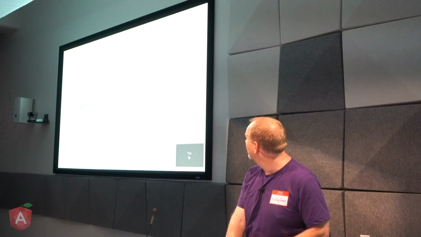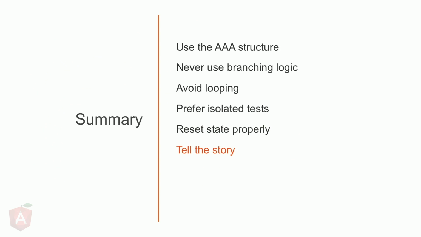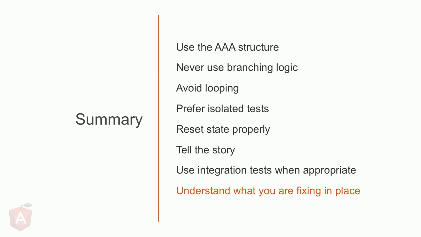So as a summary, use the AAA structure, never use branching logic, avoid looping, prefer isolated tests, reset your state properly, tell the story, use integration tests when appropriate, and understand what you are fixing in place.